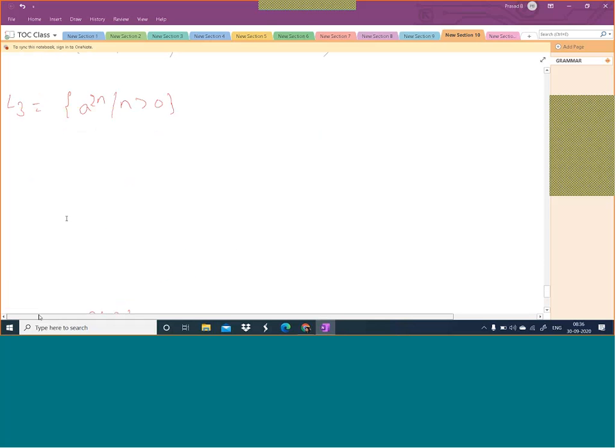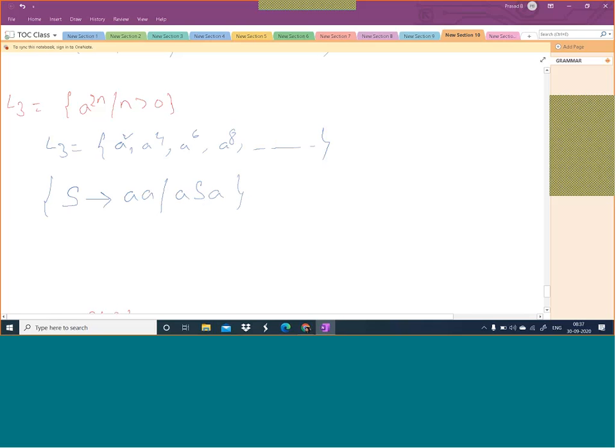What is the least value of n? Very good, the least value of n is 1. If n is 1, then a square. If n is 2, a power 4. If n is 3, a power 6, a power 8, and so on. We want an even number of a's, so go for the smallest string, aa. So that's it. This is the grammar.